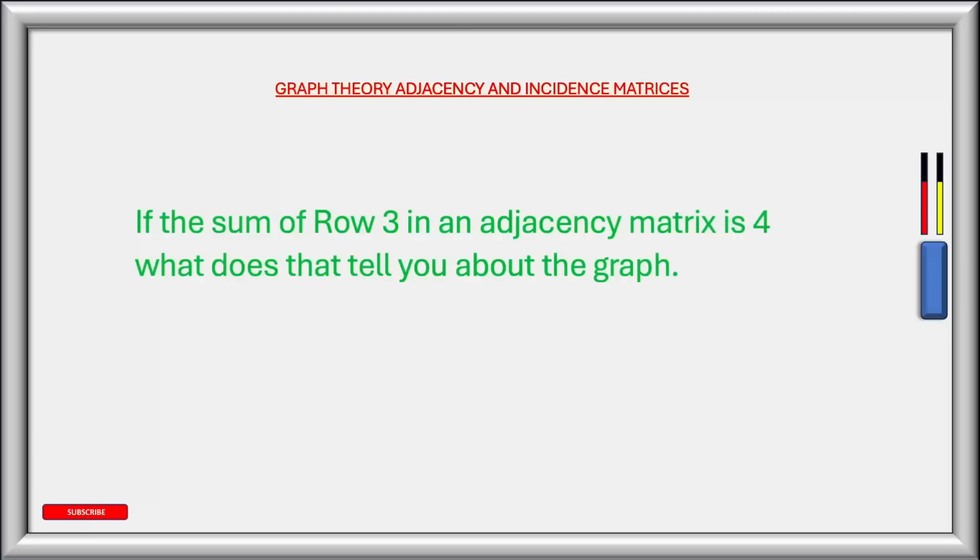In this next challenge, if the sum of row 3 in an adjacency matrix is equal to 4, what does that tell you about the graph? And if you'd like to play along, pause the video now. So this tells us that the degree of vertex 3 is equal to 4. And so it's connected to 4 other vertices.